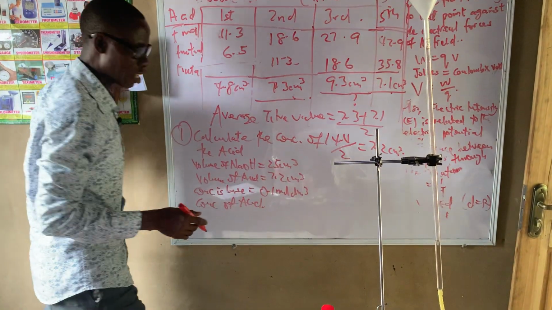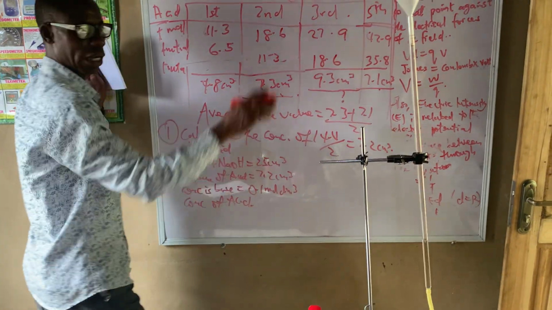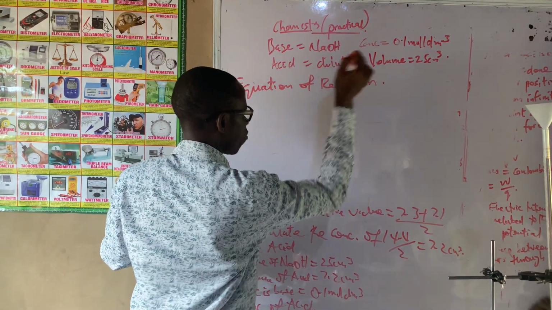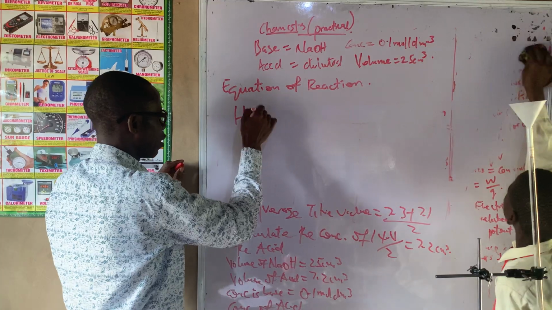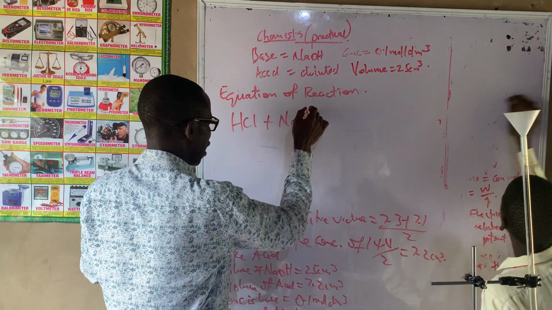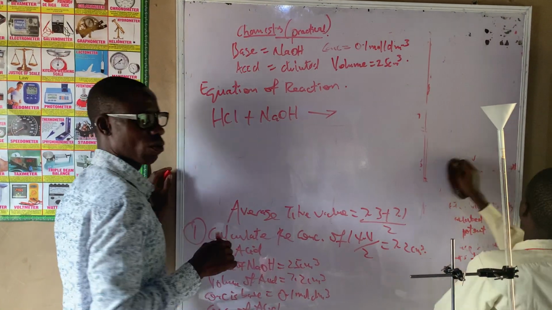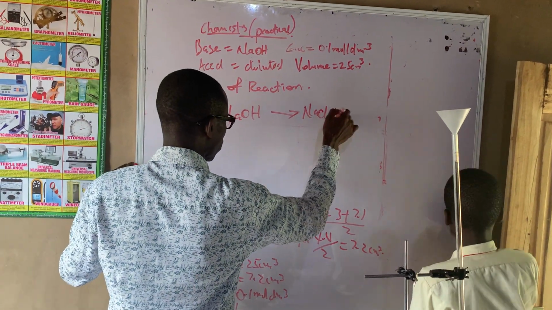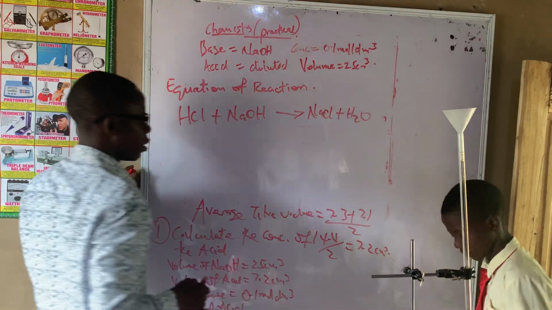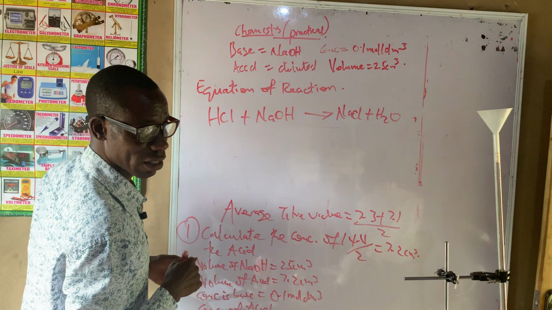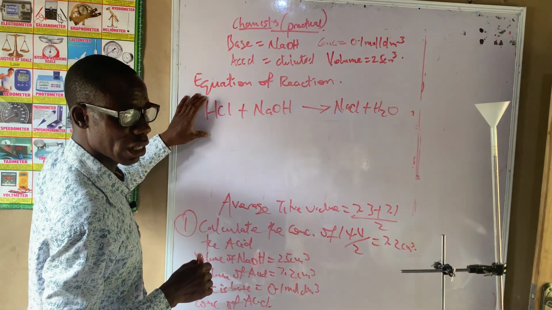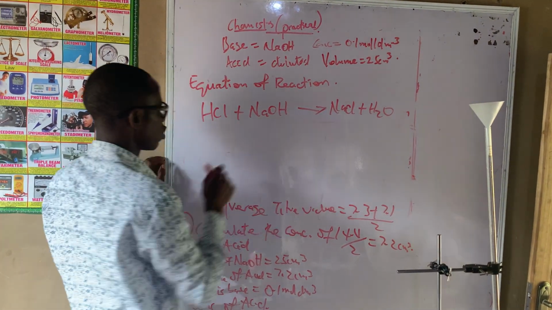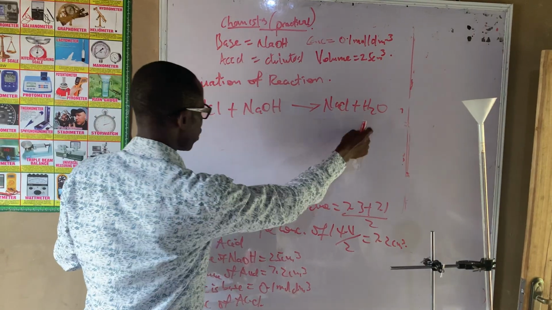Before that, you have to balance your equation. Equation of what? Of reaction. Your HCl plus your sodium hydroxide. Make sure you balance the equation. You are going to have what? Sodium chloride plus the water. You can see that our equation is balanced, because this is water, hydrogen 2 here, hydrogen 2, oxygen 1 here.